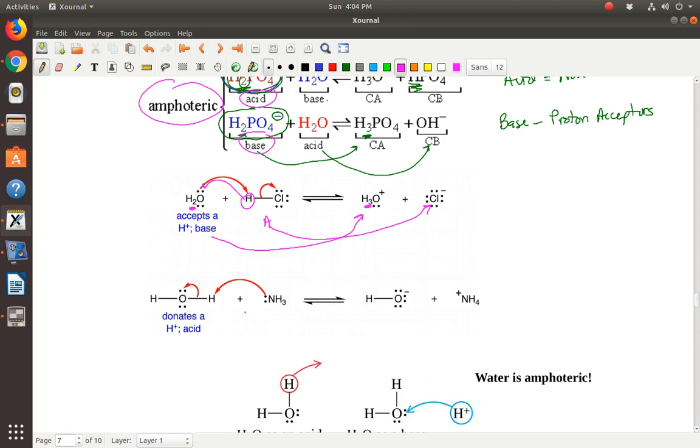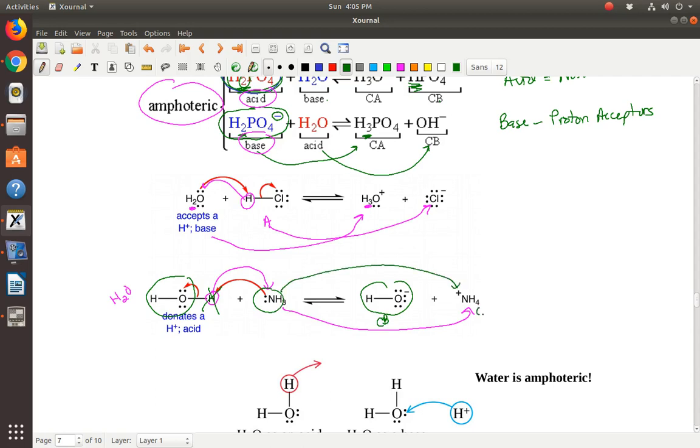Here, water, this is still H2O. It's a different way of writing it. Well, here, water is going to give this hydrogen to ammonia, and ammonia is going to become ammonium. So it donates a hydrogen, so it's an acid. So the water, when it donates this hydrogen right here, it loses it. This is all that's left. Acid made the conjugate base, and the base made the conjugate acid.